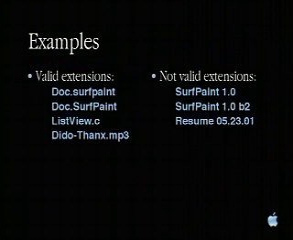The invalid ones: surfpaint 1.0, that's just a number, so it's not a valid extension. Surfpaint 1.0 B2 has a space in it. We disqualify that. And if somebody likes to put dates at the end of their file name and it ends in .01, that's not a valid extension either. So those things are right out. We don't recognize that as extension metadata.